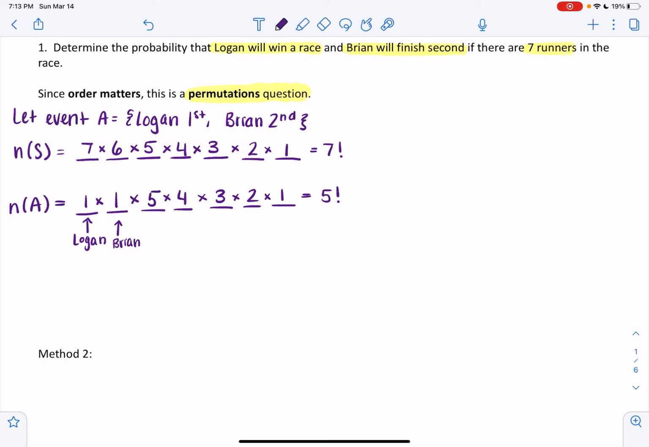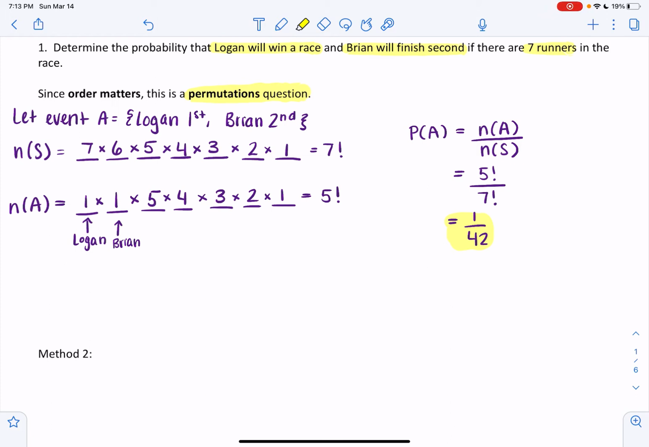So now that we've determined those 2 values, we can find our probability of event A, which is the number of elements in A, divided by the number of elements in the sample space, or the number of ways A could happen, divided by the number of total outcomes, which is 5 factorial, all over 7 factorial, which gives us a total of 1 over 42. Now, as always, you can write this as a fraction, as a percent, or as a decimal, whatever works best for you, unless it specifies somewhere in the question. Okay, so that's our first method.